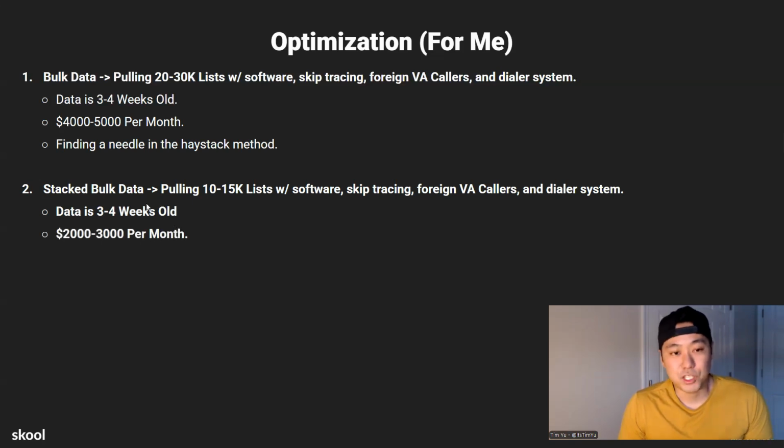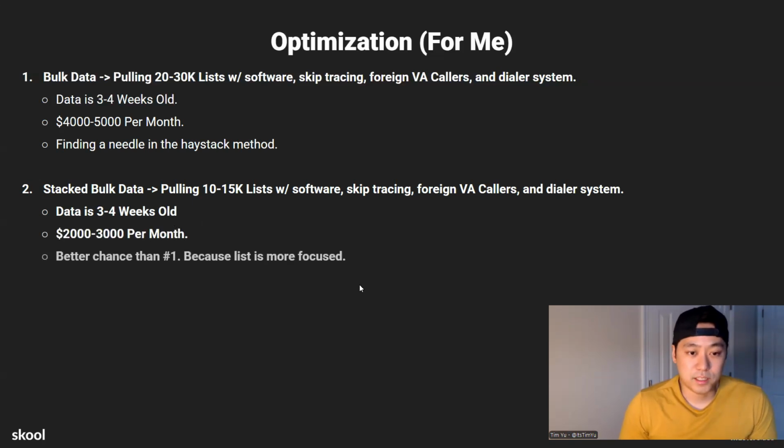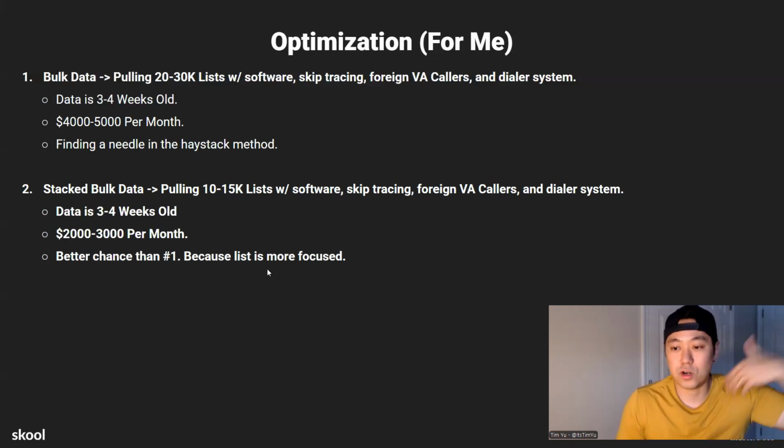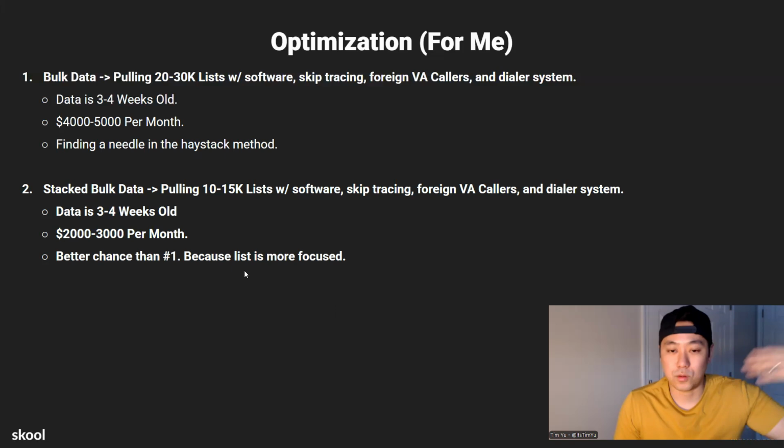Number two, it is cheaper than the first option. It's about $2,000 to $3,000 per month. And then this one has a better chance, because the list is just more focused, right? So you have more motivation than the first. On the first side, like I said, you're finding a needle. If you're calling 30,000 people and you ask, are you interested in selling? They're most likely going to say no.